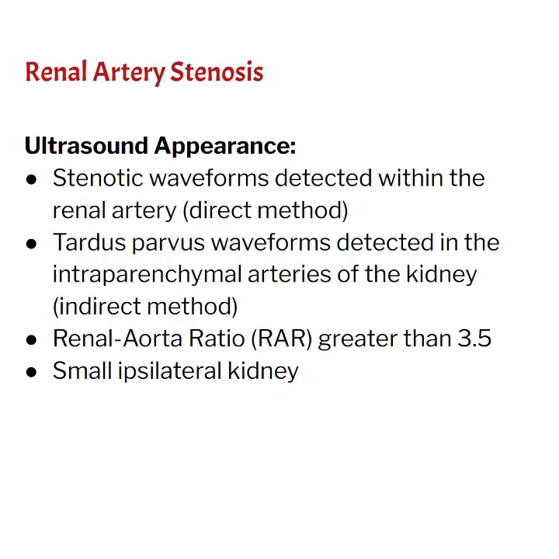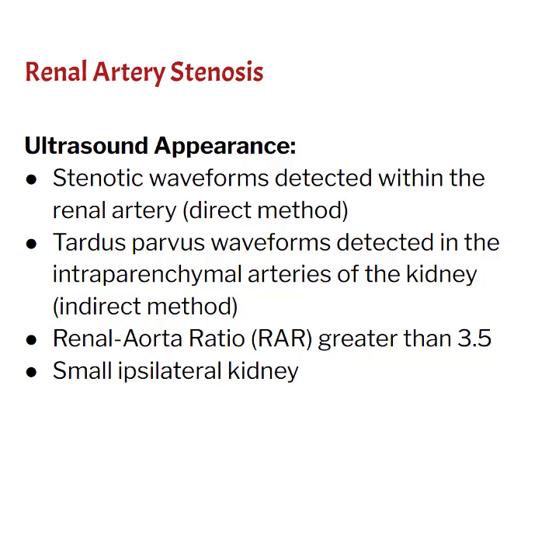On ultrasound then, we are going to be able to see quite a few of the indicators that might lead to a renal artery stenosis diagnosis. We might be able to see stenotic waveforms within the actual renal artery, so that is called the direct method, where we actually see the stenosis in the renal artery. Or what we might see are tardus parvus waveforms in the parenchymal arteries of the kidney. And this is considered the indirect method, where we're looking at how blood is flowing within the kidney.